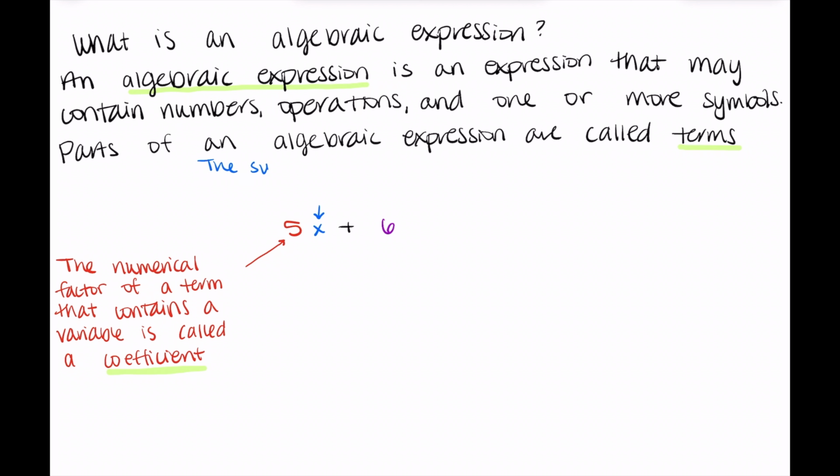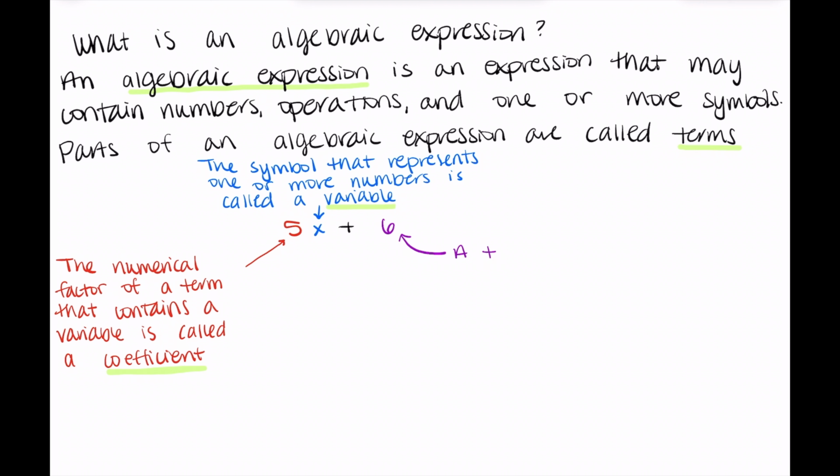Now we'll move on to x, which we've already kind of gone over. It's our variable. But what is a variable? What does that mean? The symbol that represents one or more numbers is what we would call a variable. So a variable most of the time is just a letter, any letter of the alphabet. Here it's x. X will be the most common variable that you guys will see, but it can be any other letter as well.